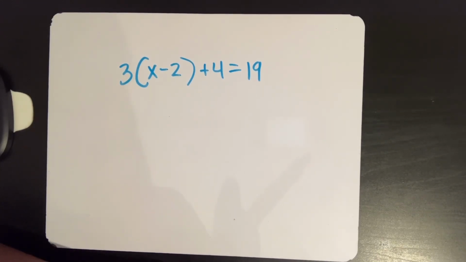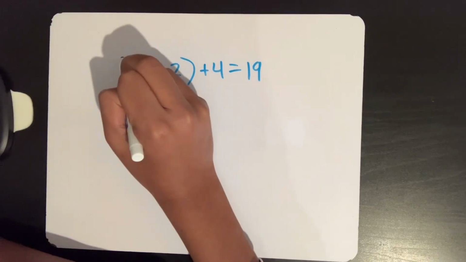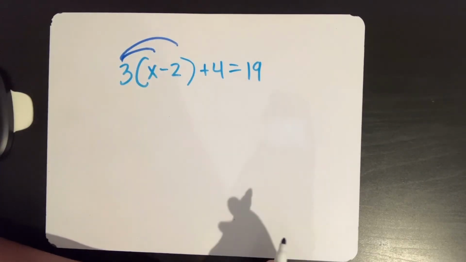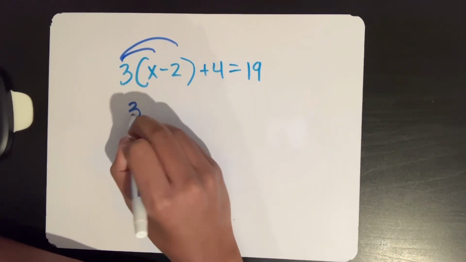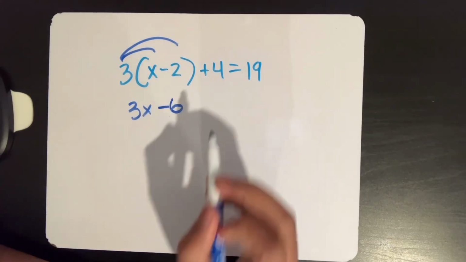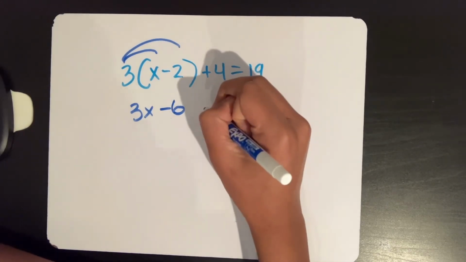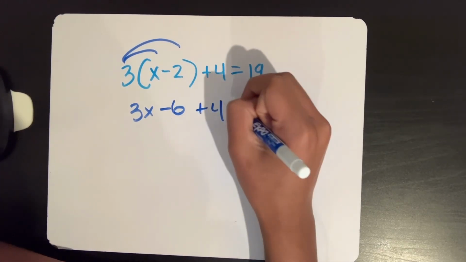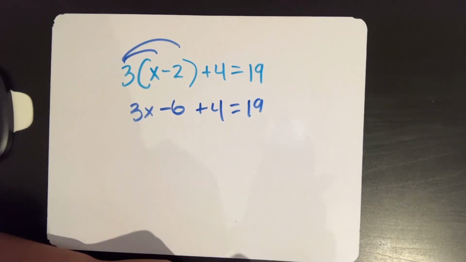If you guys haven't checked out my video on the distributive property, make sure to check it out and I'll link it. So we'll distribute 3 to get 3x. And then we're going to bring down the rest of the equation. Plus 4 equals 19. Then we're going to combine the like terms.